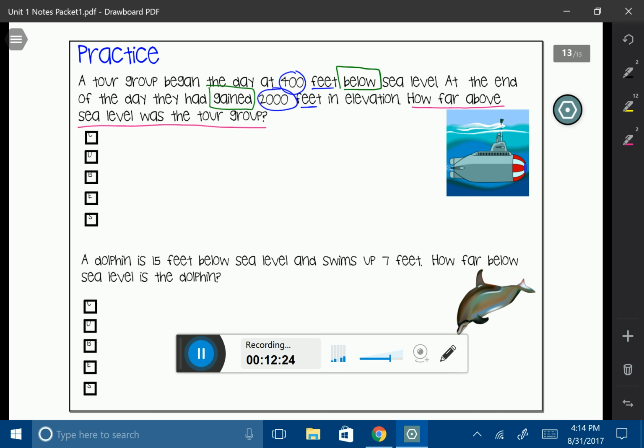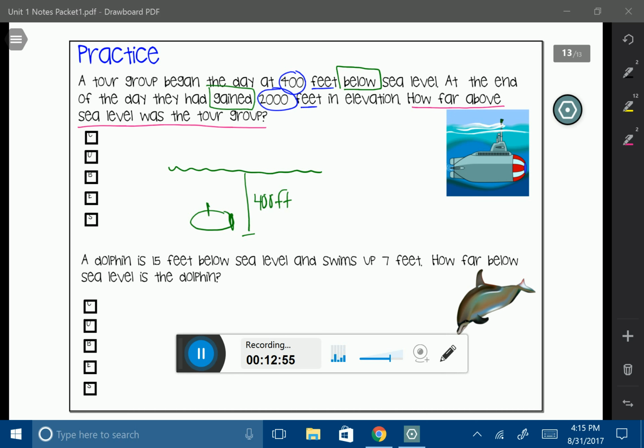All right, let's go ahead and draw a picture and see what we have here. This picture is going to be very similar to the last one. It looks like here is my sea level. And I would say that my submarine is somewhere down here. And it is 400 feet below sea level. And at the end of the day, it gained 2,000 feet in elevation.